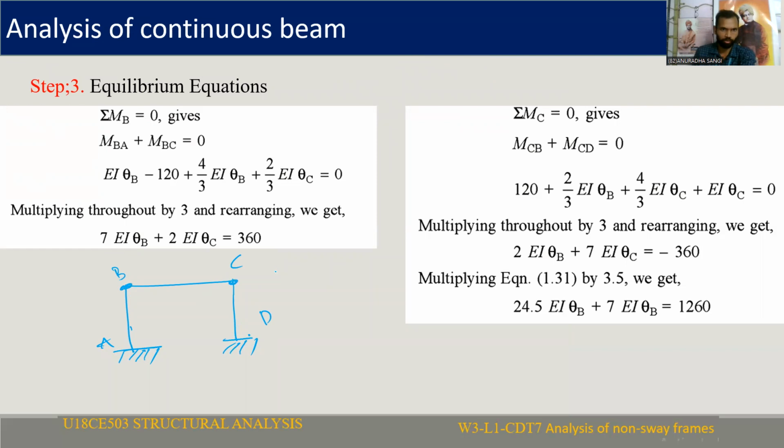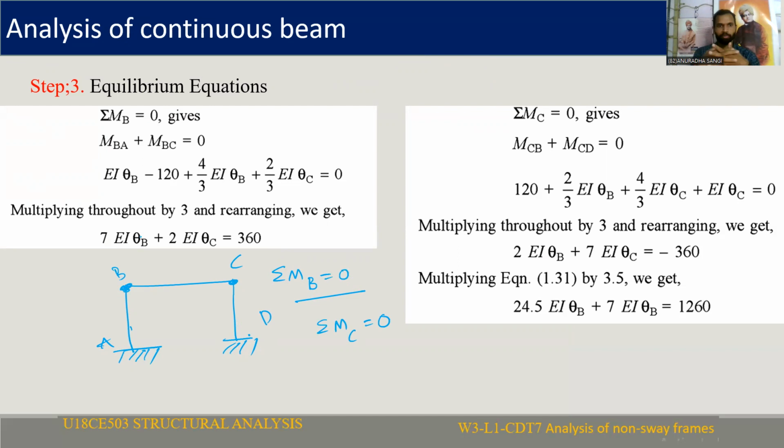You write the joint equilibrium equations. Summation of moments at joint B equal to 0, and next, summation of moments at joint C equal to 0, because they are joints. What is summation of moments at B equal to 0? Whatever moments are available at B, if you add them, it equals 0.